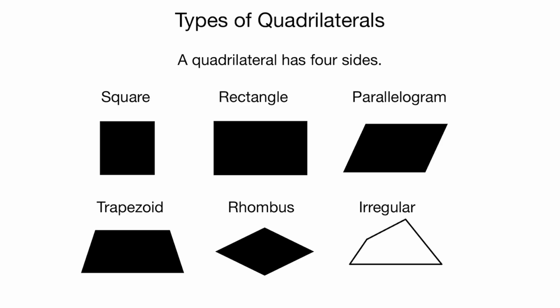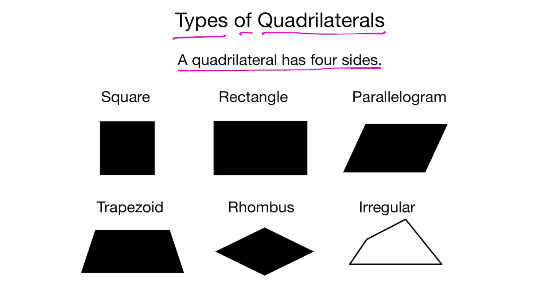In this video, we will discuss types of quadrilaterals. A quadrilateral has four sides. That's the definition of a quadrilateral. It must have four sides. So we have several specific types of quadrilaterals.